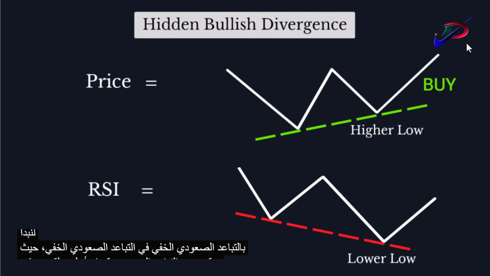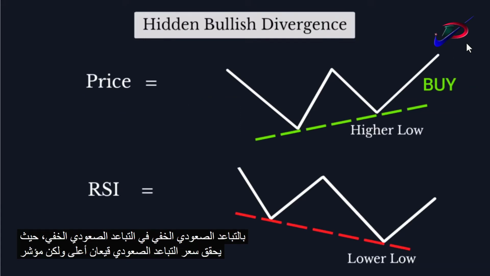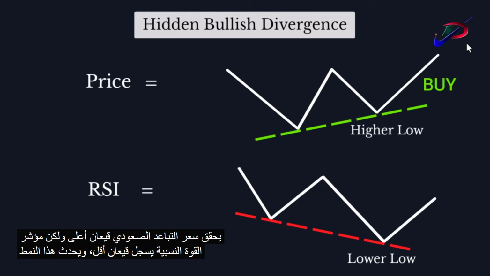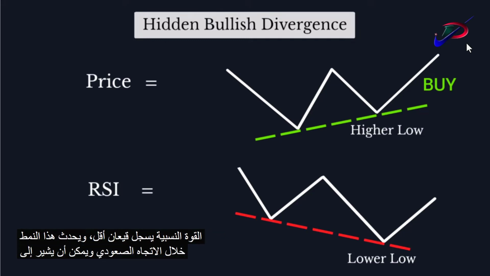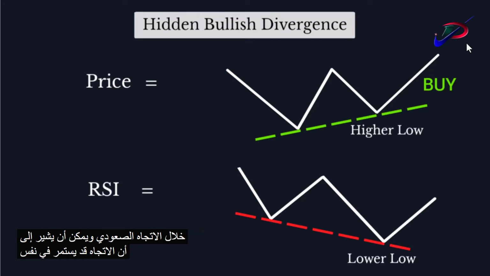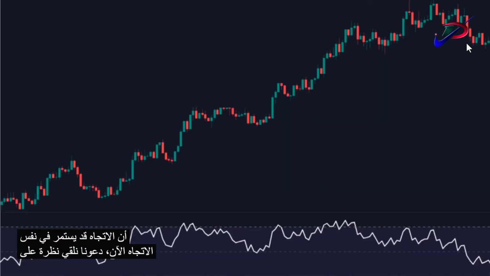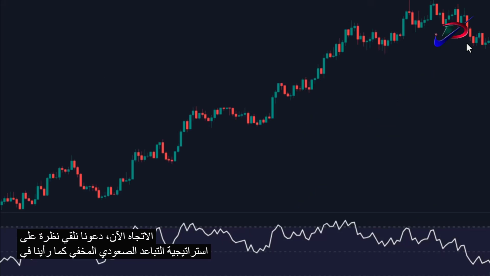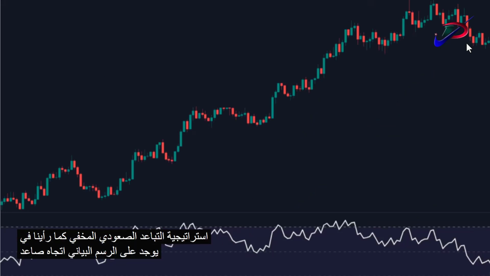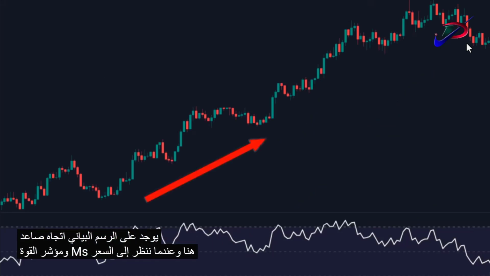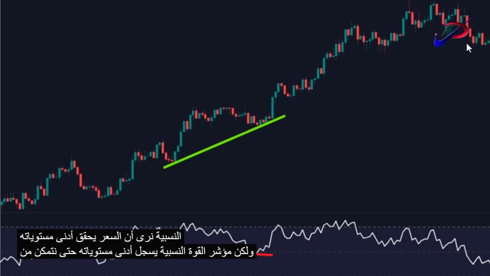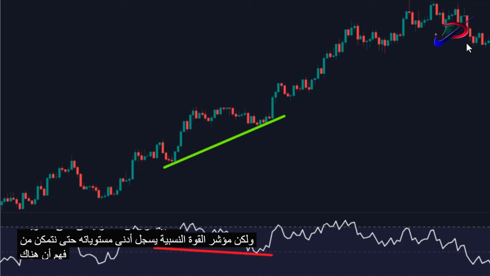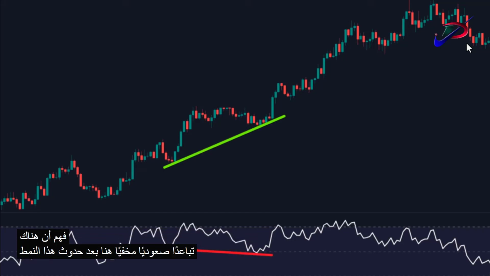In hidden bullish divergence, price makes higher lows, but RSI makes lower lows. This pattern occurs during an upward trend, and it can signal that trend may continue in the same direction. Now, let's look at hidden bullish divergence strategy. As we saw in the chart, there's an upward trend in here. And when we look at price movements and RSI, we see that price makes higher lows, but RSI makes lower lows. So we can understand that there's a hidden bullish divergence in here.